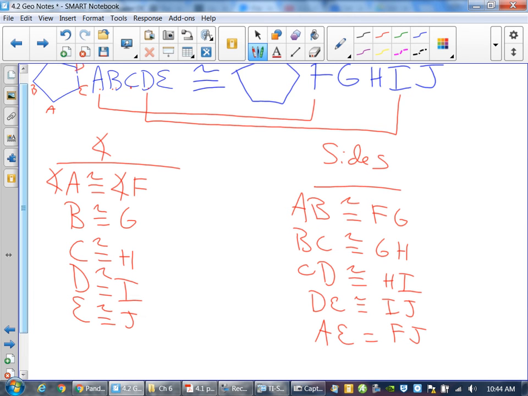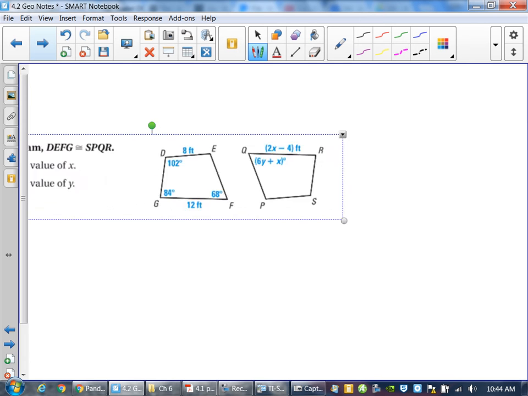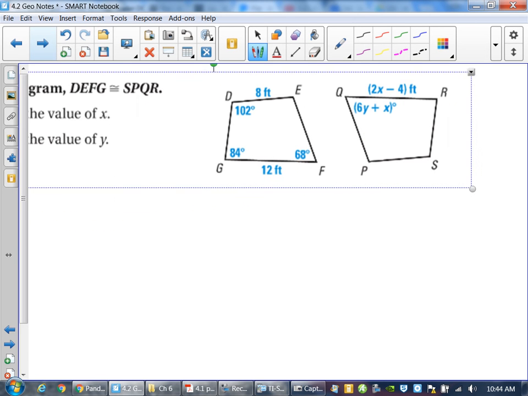Like I said, what we're going to be able to do is stuff like this. We're going to look at two objects. It'll give us a congruency statement, and we'll have to use the congruency statement to figure out what parts equal what parts and solve for x. It is very, very easy. Okay.